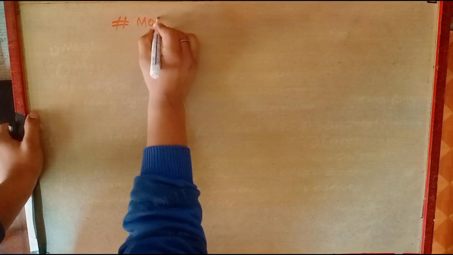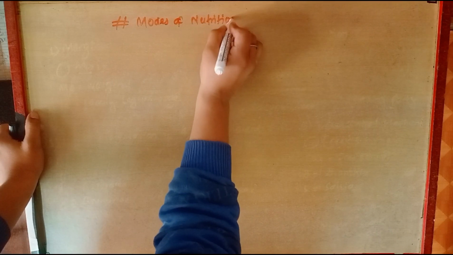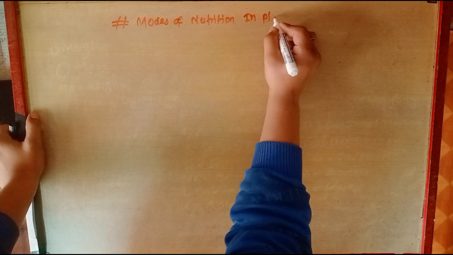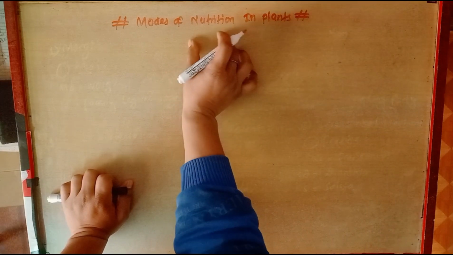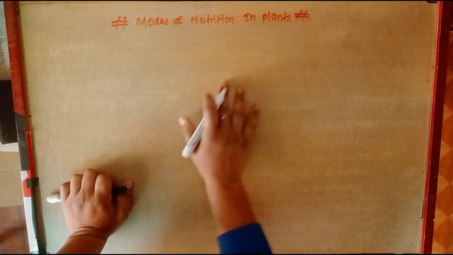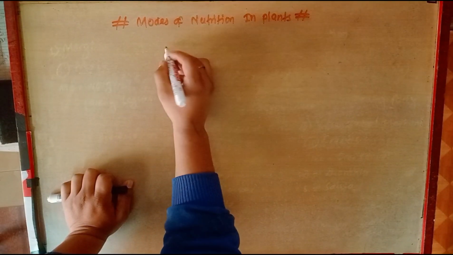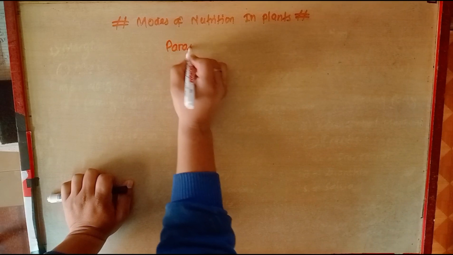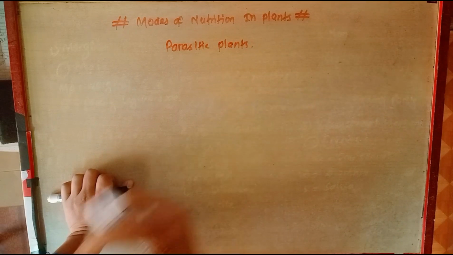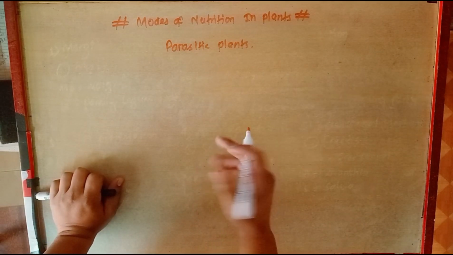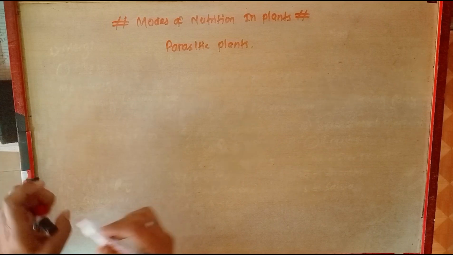So today in this video I am going to teach you about modes of nutrition in plants, or we can say I am going to deal with a short topic from this chapter, modes of nutrition in plants. The short topic is about parasitic plants, that is total stem parasite, total root parasite. So basically in this video I am going to provide you the tricks to remember the examples of those parasitic plants. So let's move into the topic.